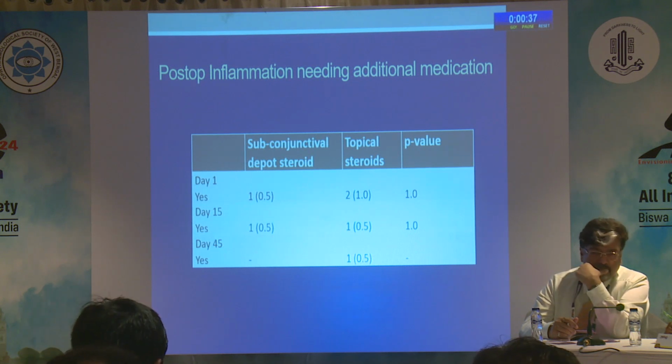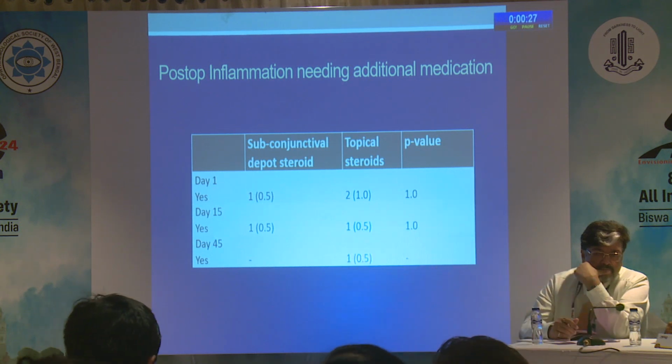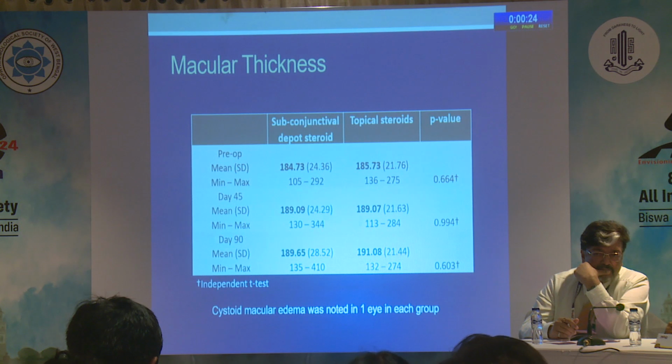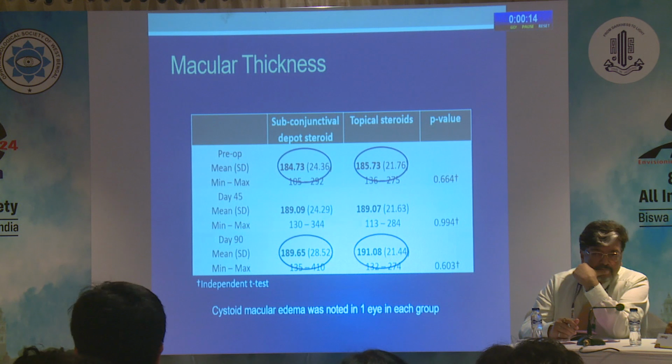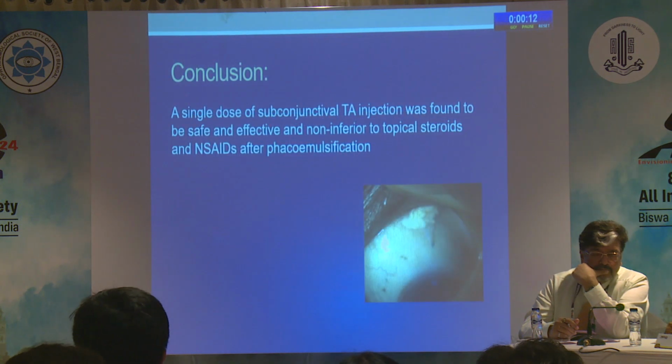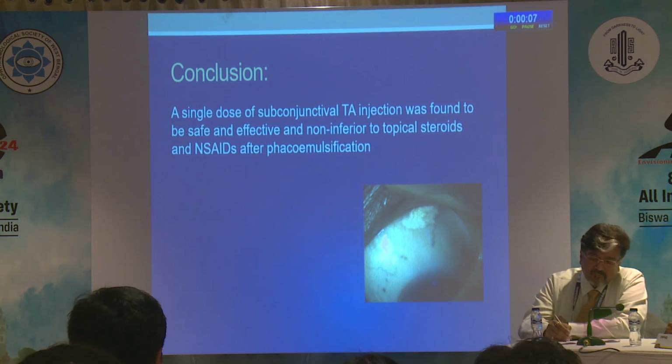The postoperative inflammation, which required additional medication, were 2 patients in the subconjunctival steroid group and 4 patients in the topical steroid group who required more medications compared to what they were already using. We also looked at macular thickness, and the mean macular thickness was 189, 191 in both groups, again not statistically significant. 1 patient of CME was noted in each of the groups. So in conclusion, a single dose of subconjunctival triamcinolone acetonide injection was found to be safe and effective and non-inferior to topical steroids and NSAIDs following phacoemulsification.